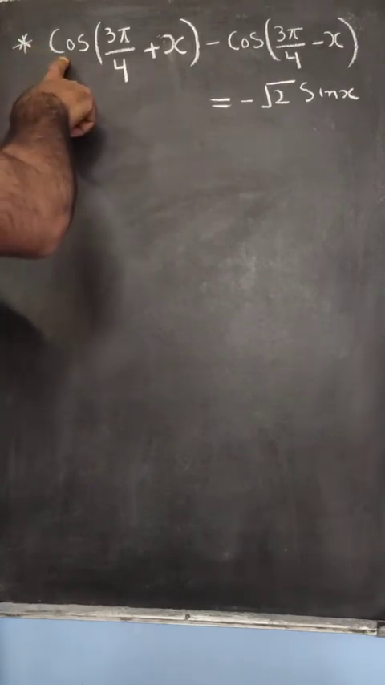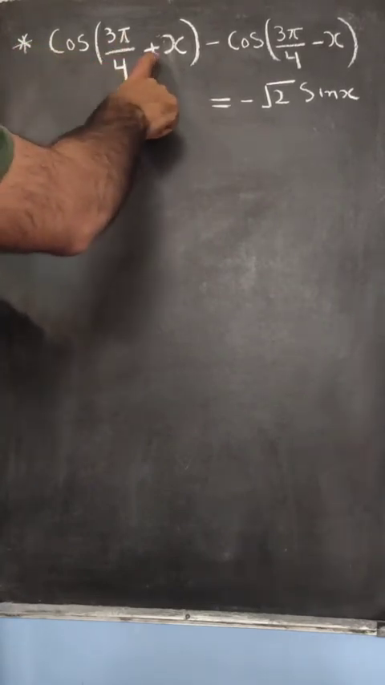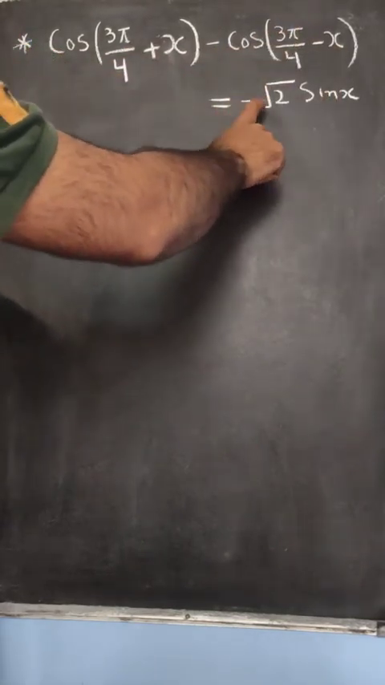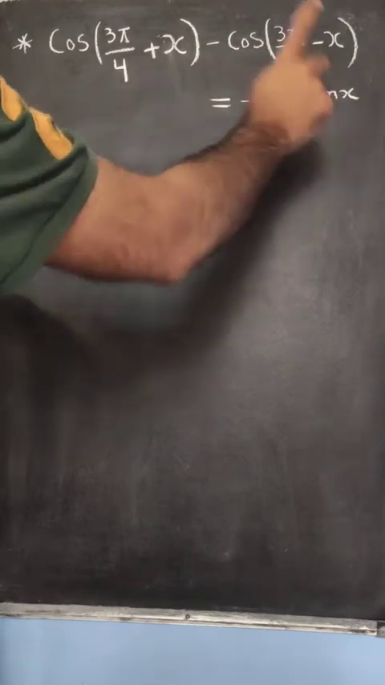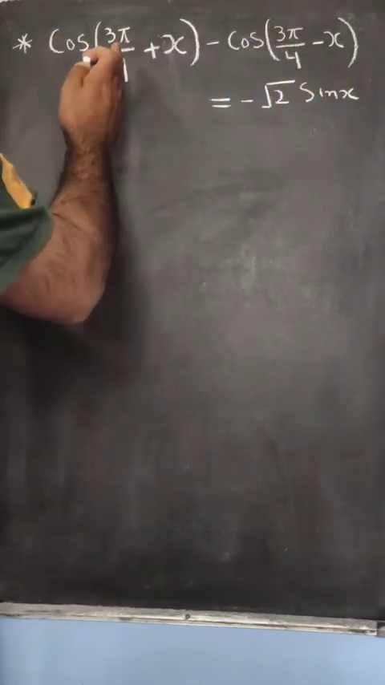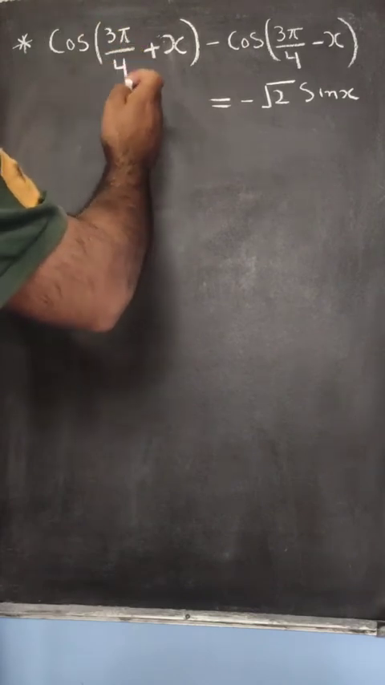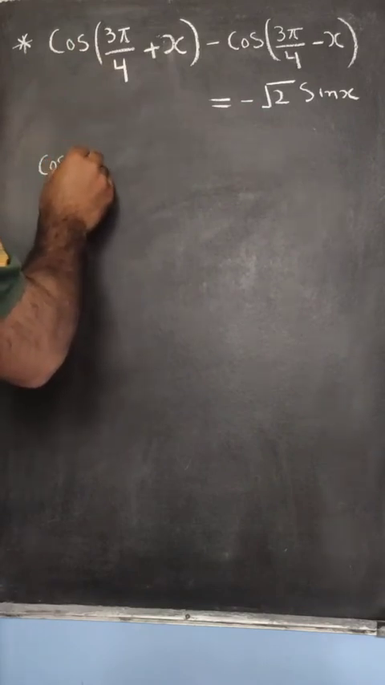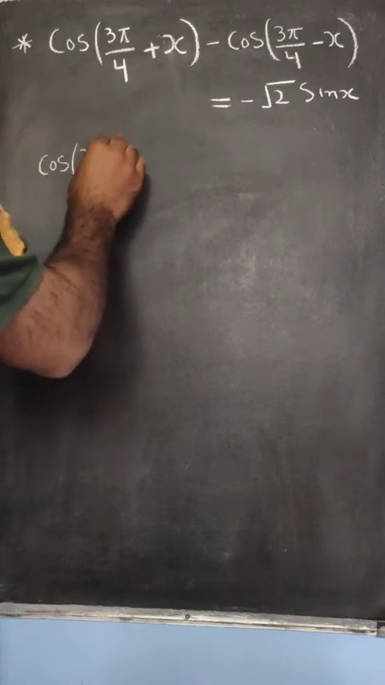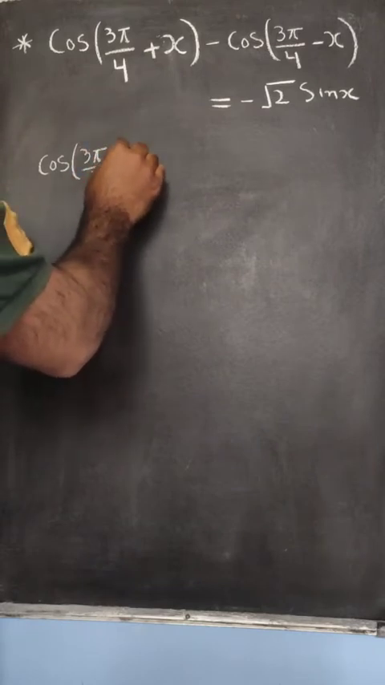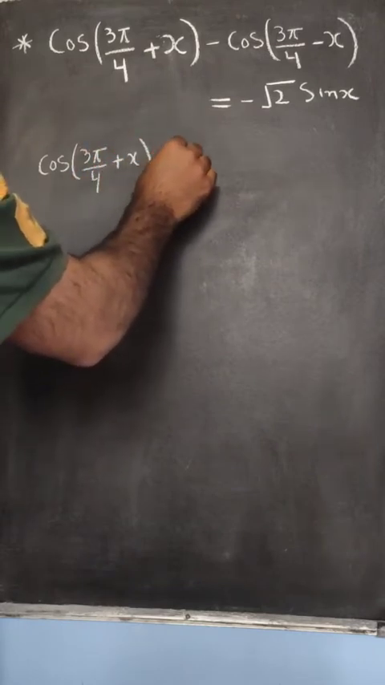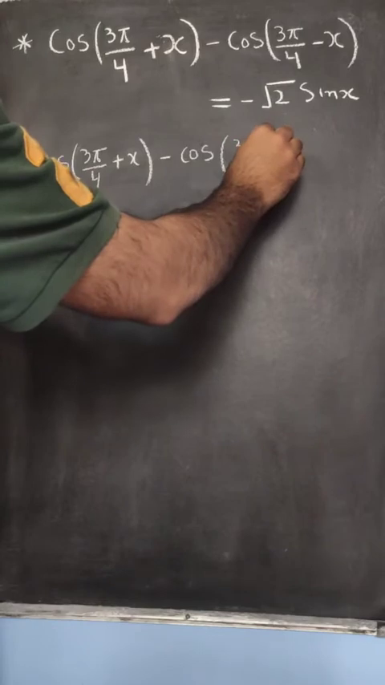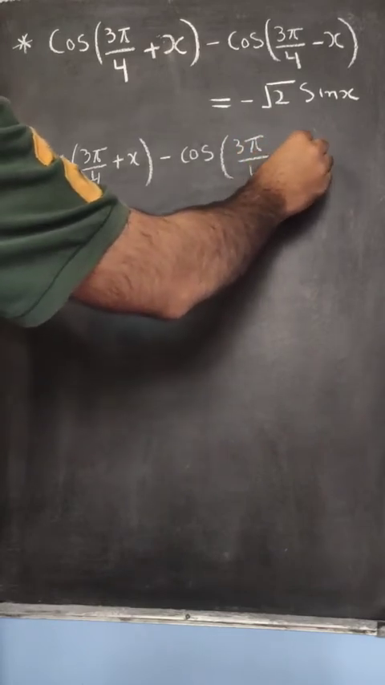In this question, we have to prove cosine of 3 pi by 4 plus x minus cosine of 3 pi by 4 minus x is equal to minus root 2 sine of x. Now we will take LHS and we will prove that this is equal to RHS. Now in LHS we have cosine of 3 pi by 4 plus x minus cosine of 3 pi by 4 minus x.